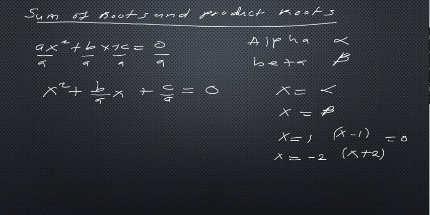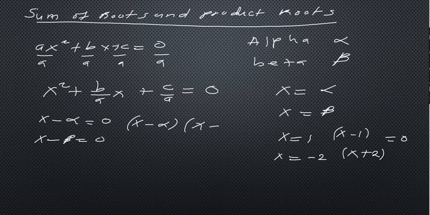Similarly, for this one, we are going to move this one to the other side, even this one to the other side. So what are we going to have? We are going to have x minus alpha being equal to 0, then x minus beta being equal to 0. So you can just group them and equate them to 0. So we need to say open bracket x minus alpha, then open bracket x minus beta, then equate them to 0. We want to come up with an equation.